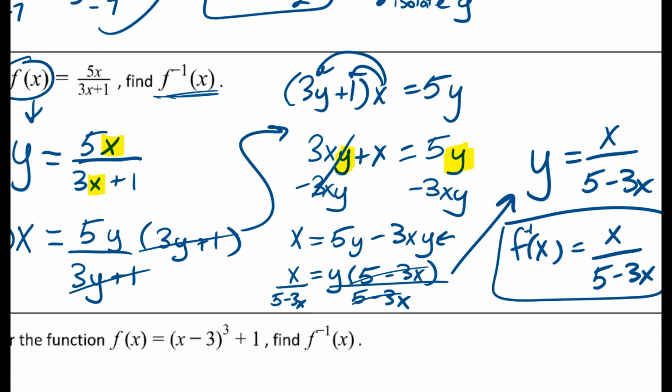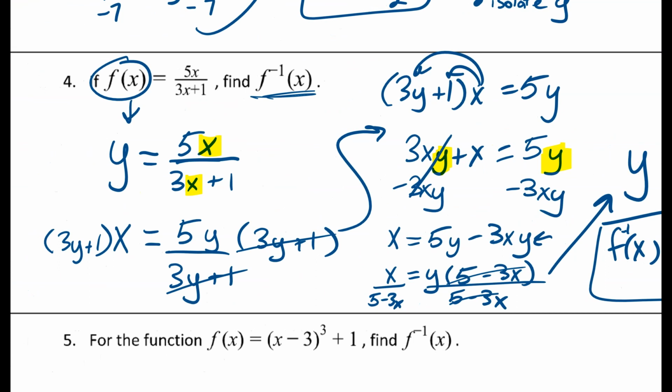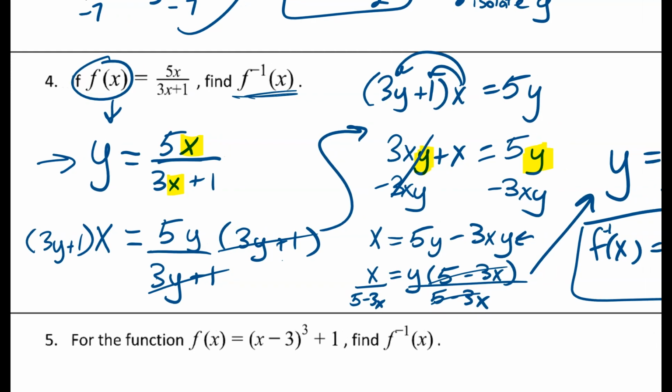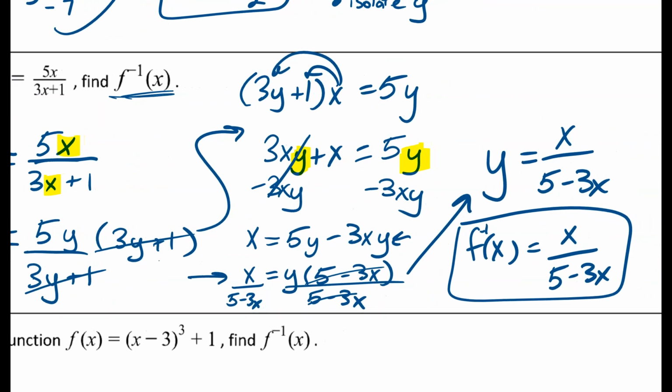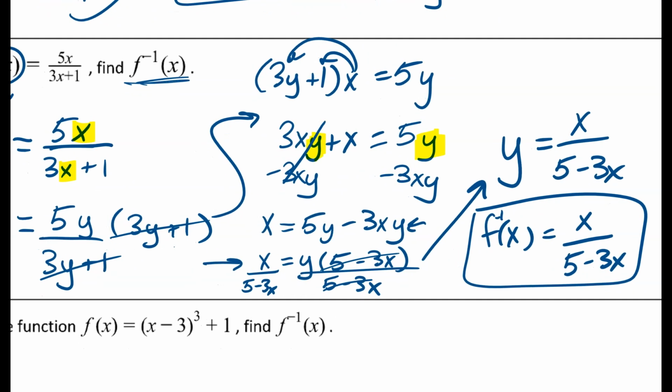So again, we swapped x and y. That was the first step we did. We replaced f of x with y, and then we swapped x and y. And then we multiplied both sides by the denominator, so it wasn't a fraction anymore. And the goal was to get all of our y terms on the same side so that we could factor it out, that we did in this step, and divide out to get our y isolated. Let's try one more example.